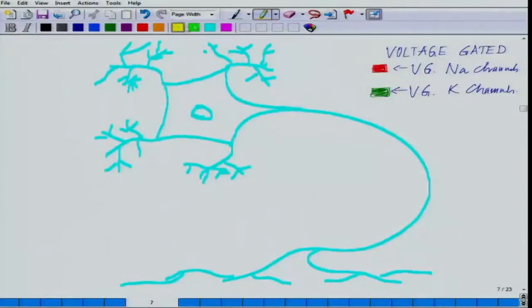Initially, when the neuron is forming, they are scattered all over the place, but then they migrate to specific spots, and this has been observed for the cells which are myelinated. So, for example, a cell of this kind is a myelinated cell. The voltage gated sodium channel population is fairly high in these zones, fairly high here, again fairly high here. These are the nodes where they are high, and in the rest of the places they are scattered around like this.